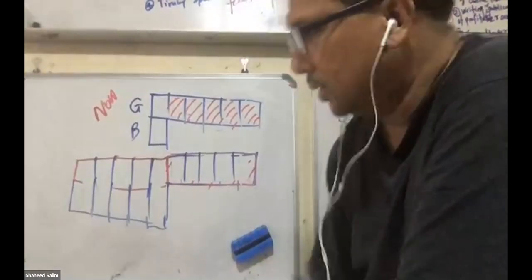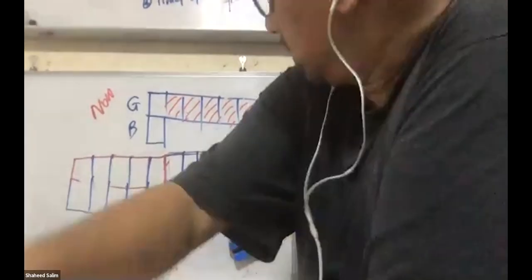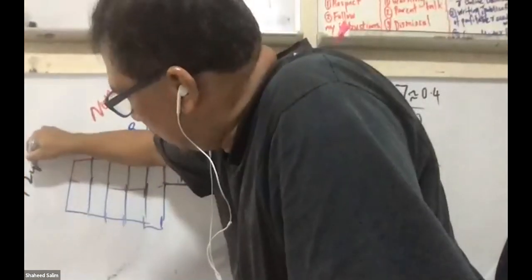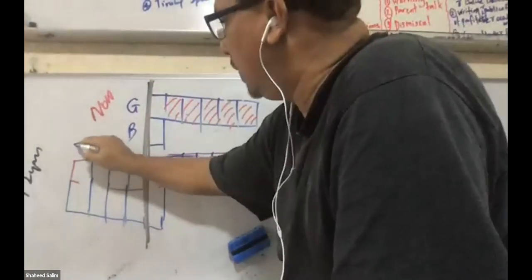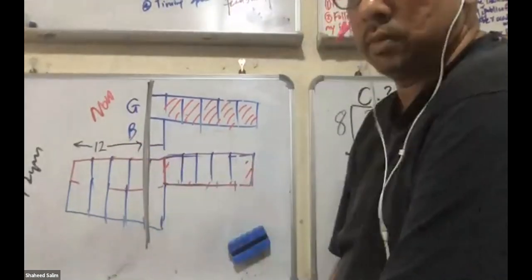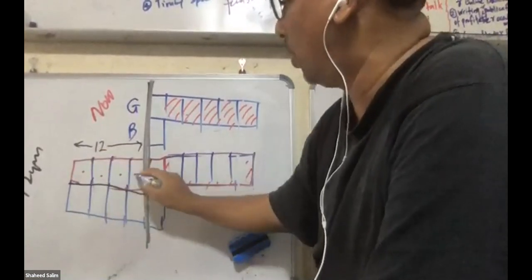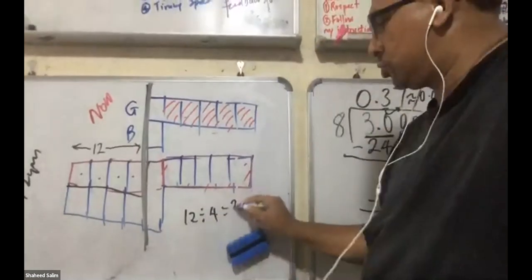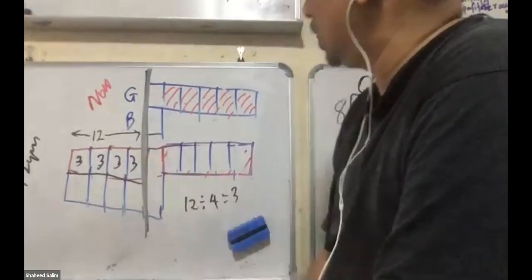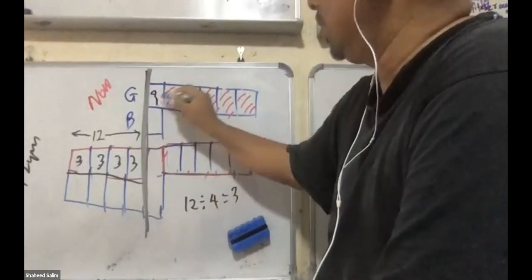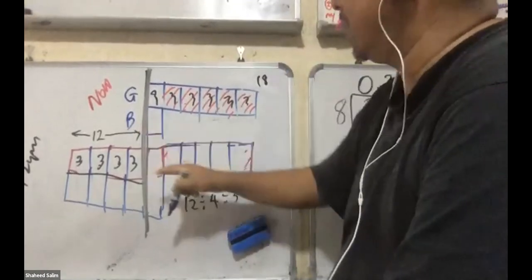Very simple. Where is 12 years later? This is now. This is 12 years later. So this is 12 years. Can you see now 12 years? So how much is 1 unit? 12 divided by 1, 2, 3, 4. 12 divided by 4 is 3. So 1 unit is 3. They want Gwen's age now. 3, 3, 3, 3, 3, 3. 3 times 6, 18 years old. How old is the brother now? 3 years old.